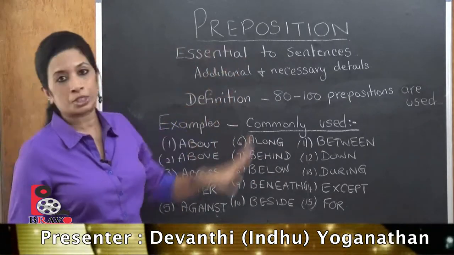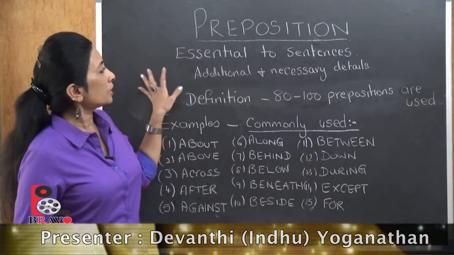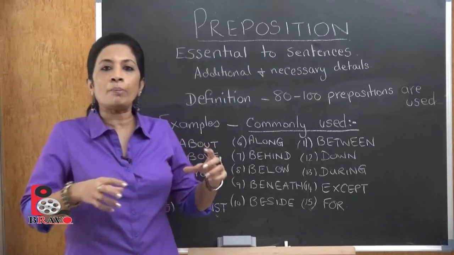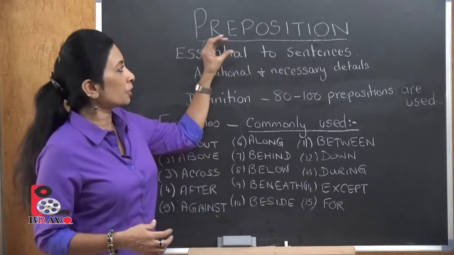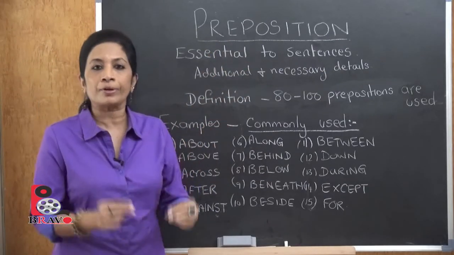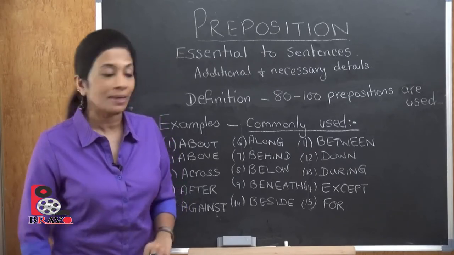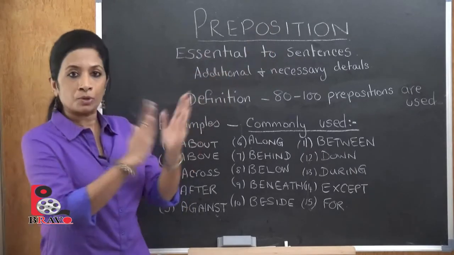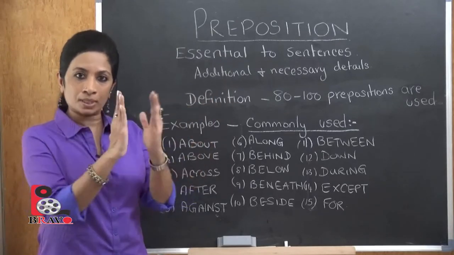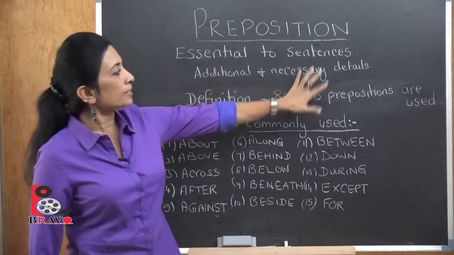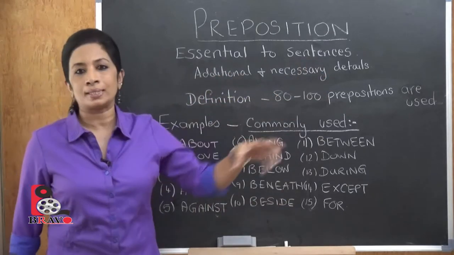It's called preposition. Okay. Now, preposition is very essential to sentences. When we are forming a sentence, these preposition words are very commonly used and have to be used. Without them, the sentence has no meaning. So that is what is called preposition: positioning, pre. It's combined together, it's called preposition. It's an additional and necessary detail for forming sentences.